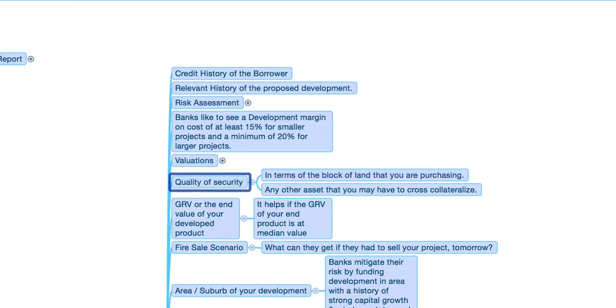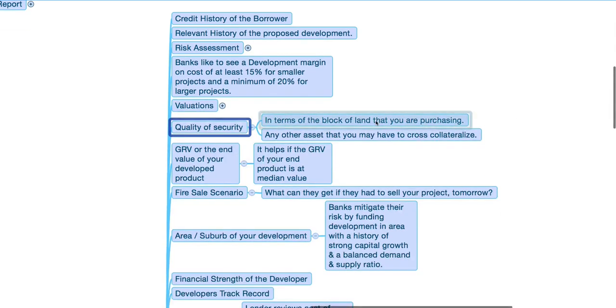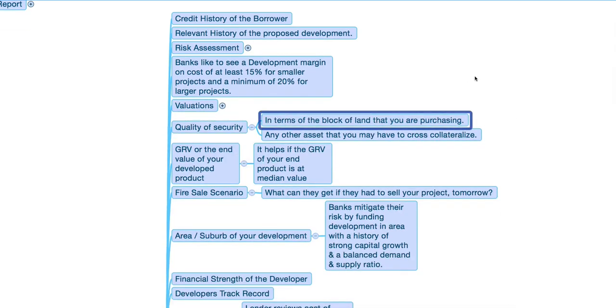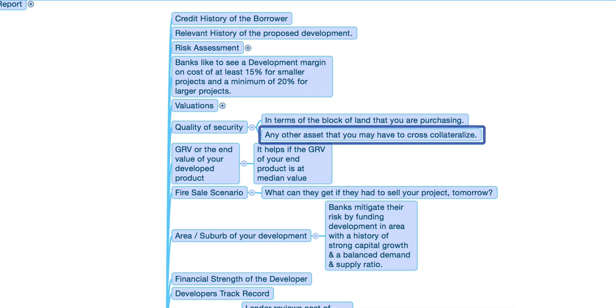Quality of security: in terms of the block of land that you are purchasing, or any other asset that you may have to cross-collateralize. If there's not enough equity and the valuation comes in a little bit lower, they will look at any other collateral security that you can put forth, because the lenders always have to have two ways of getting paid.